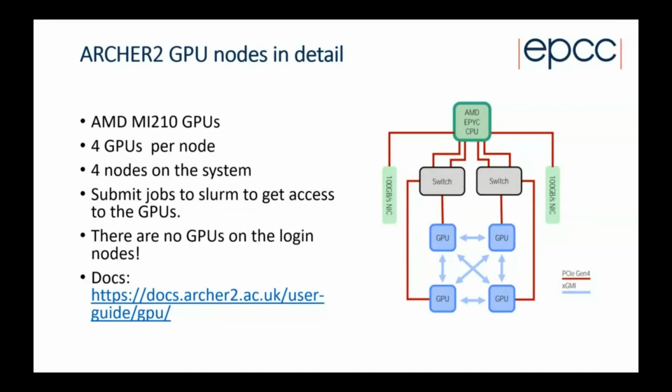You will need to submit a Slurm job to get access to the GPUs. There are no GPUs on the login nodes, so you won't be able to run any commands to probe the structure of the GPUs locally, and there's documentation in the Archer user docs with lots of detail about the nodes themselves.